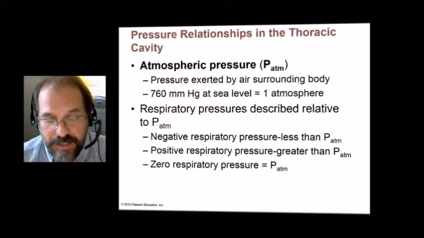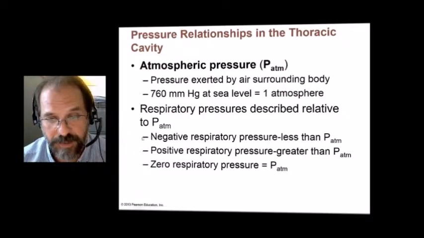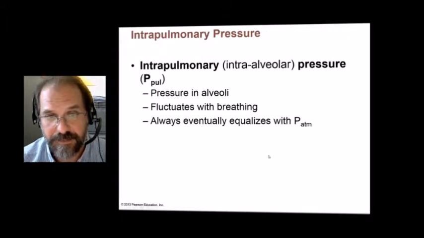This is called the intrapulmonary pressure, and it oscillates between -1 and 1 millimeter of mercury. We'll show a picture of that in a second. So that intrapulmonary pressure, also called alveolar or intra-alveolar pressure, oscillates between 1 and -1. When it's 1, it's higher than outside pressure and we breathe out. When it's -1, it's lower than outside pressure and we breathe in.